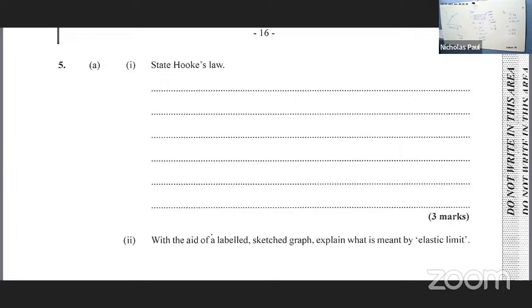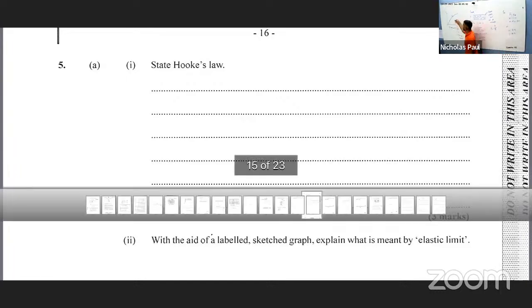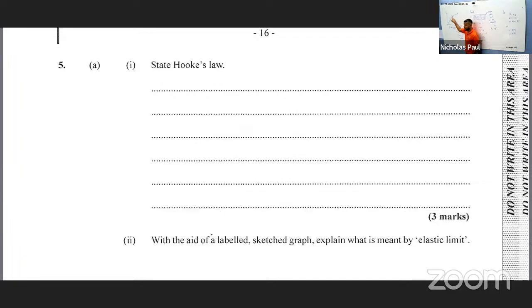With the aid of a diagram, explain what the elastic limit is. So you will draw that diagram there. No, A to B is the elastic. So on your diagram, go back to the first diagram. Up till here is the elastic limit. Nothing beyond P is proportional, and anything beyond B is plastic.